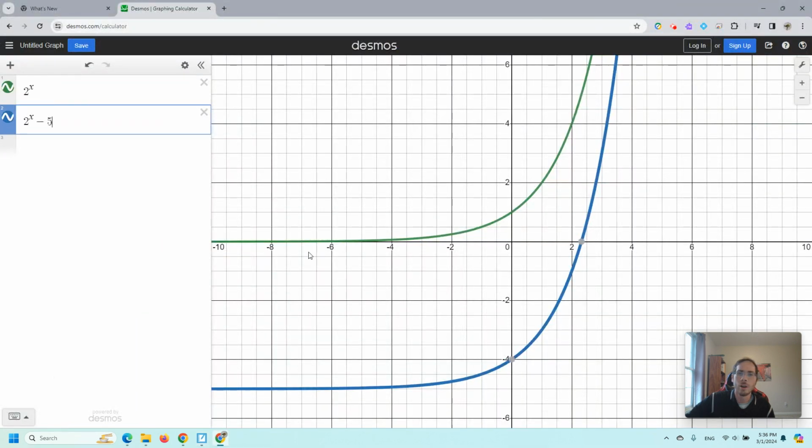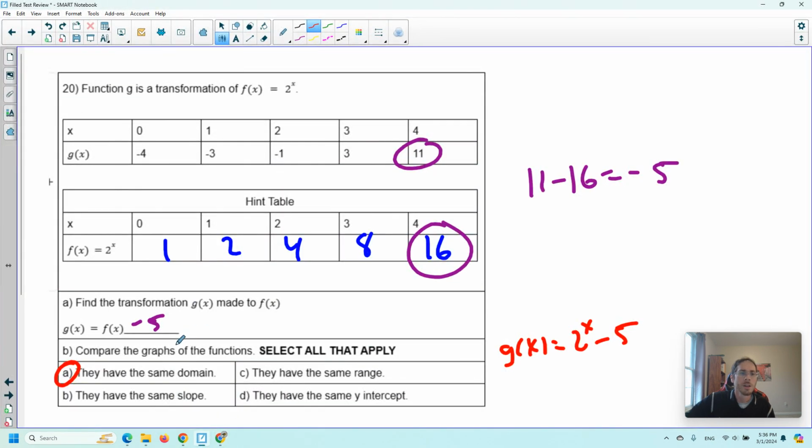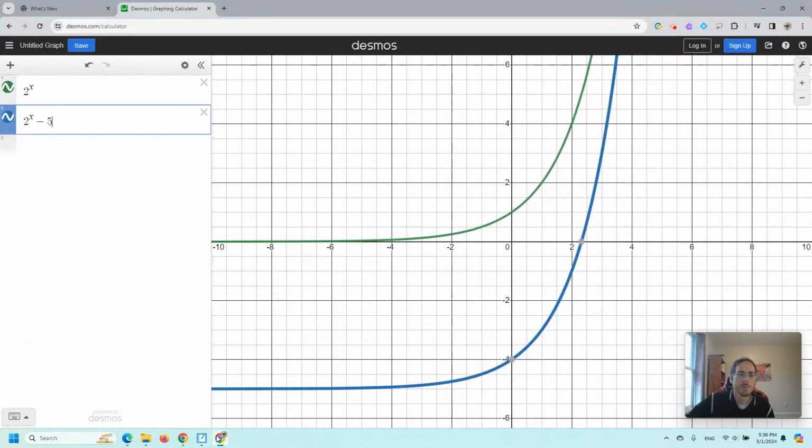But again, if you want to check, all the way to the left, all the way to the left, all the way to the right, all the way to the right. So that's good. Same slope. So let's see. Same slope. Well, let's see. It doesn't look like we're changing the slope because we just moved it down. So it should have the same slope.